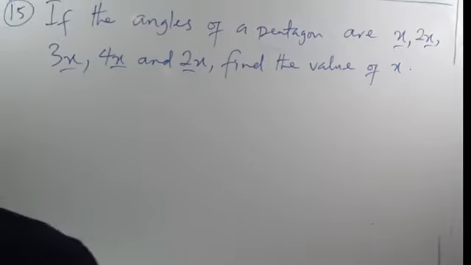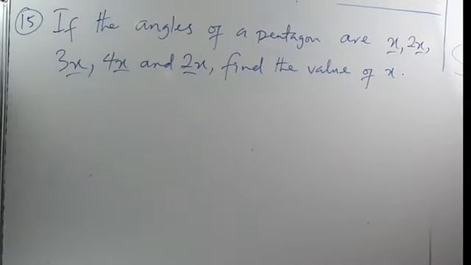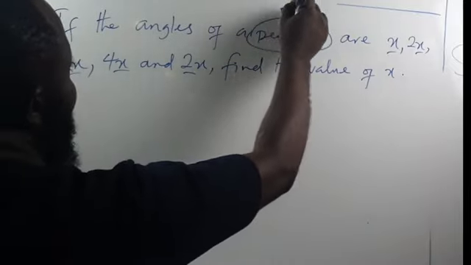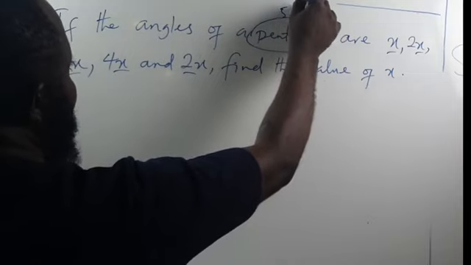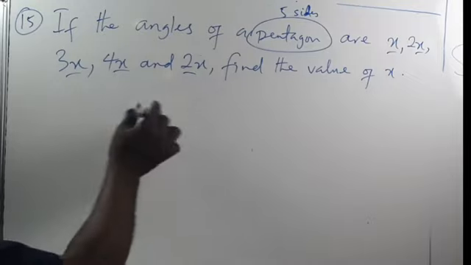A pentagon has angles x, 2x, 3x, 4x, and 2x. Find the value of x. In this case, first of all, because a pentagon has 5 sides, what we're going to do is find the total sum of angles in a pentagon.